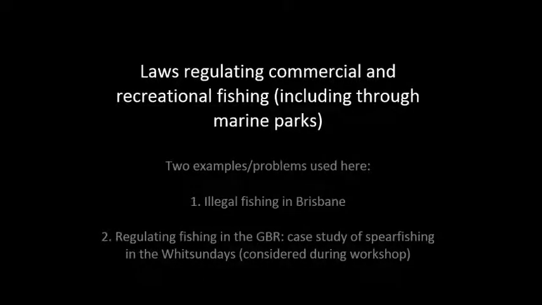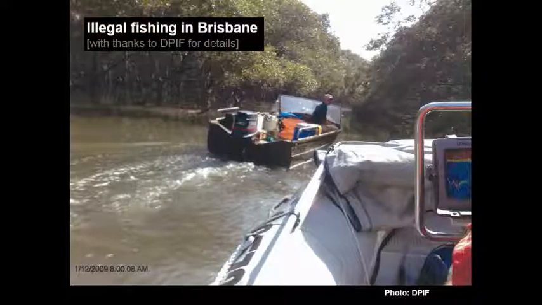So there's a whole range of laws regulating commercial and recreational fishing, as I mentioned. Can I just give you an example of illegal fishing in Brisbane, and then in the workshop we'll talk about the Great Barrier Reef. So this is a picture given to me by the Department of Fisheries of a guy being arrested, or about to be arrested. This is actually the second time he was arrested. And between the first and the second time, he painted his boat green. The fisheries guys were out and they saw him and they thought, oh, we know you. And this is them pulling up to him.